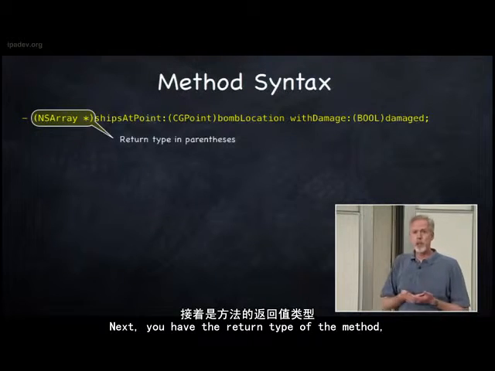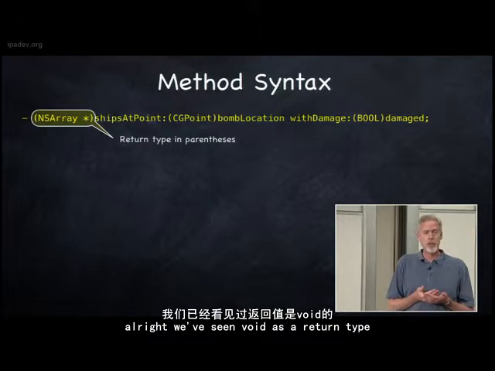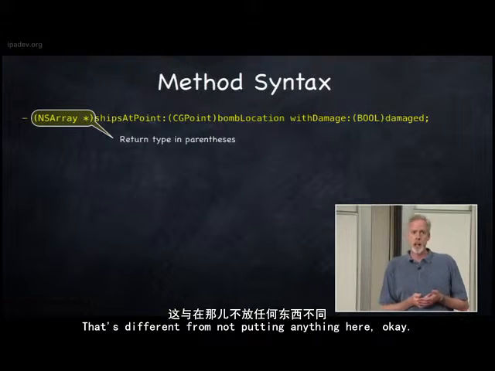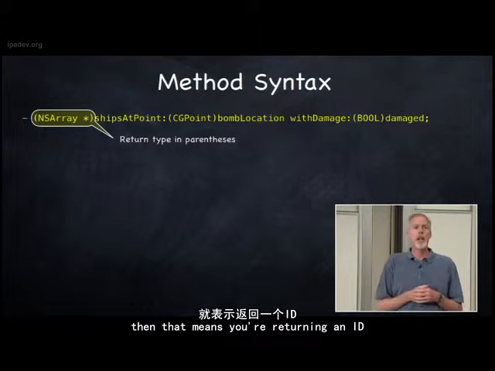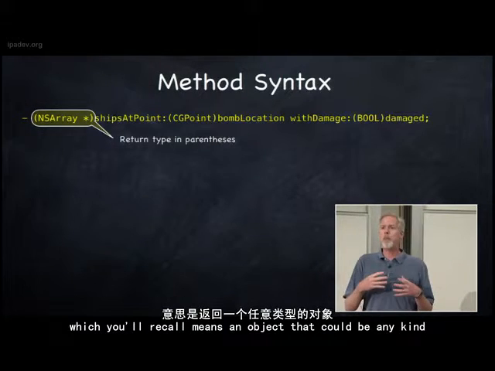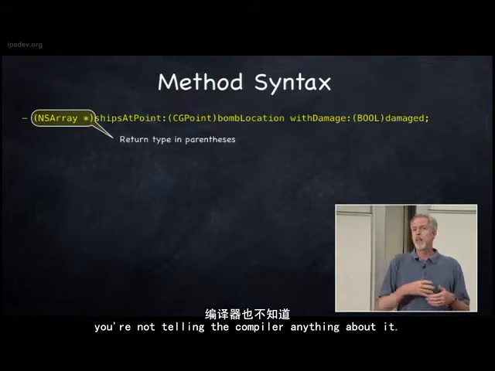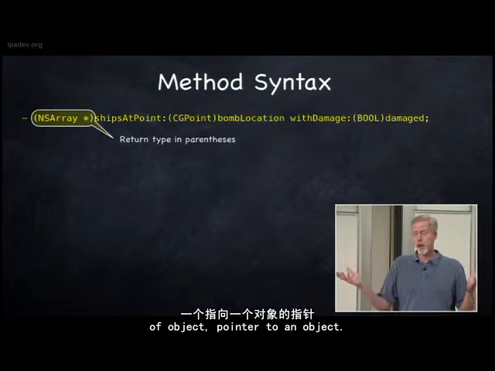Next, you have the return type of the method. All right, we've seen void as a return type. That means it doesn't return anything. That's different from not putting anything here. If you put nothing in, no parentheses here at all, then that means you're returning an id, which you'll recall means an object that could be any kind of object, non-statically typed. You're not telling the compiler anything about it. You're just saying it returns some kind of object, a pointer to an object.